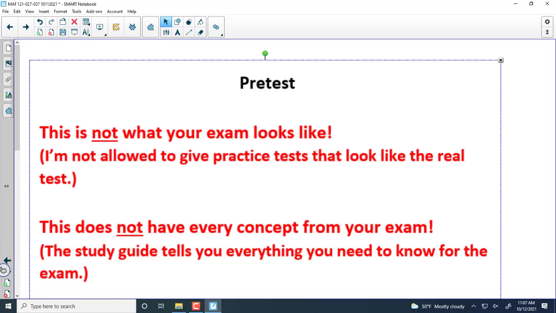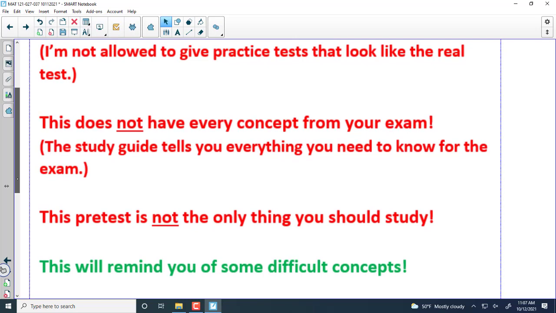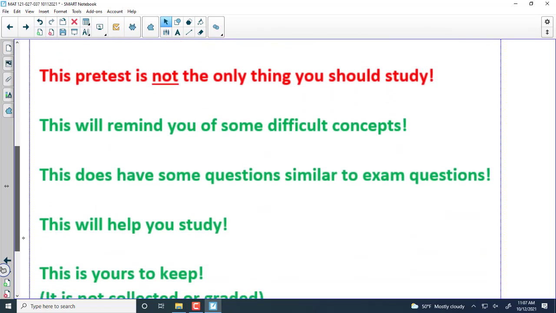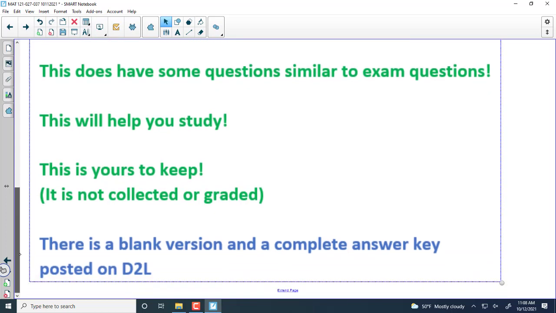All right, everyone, so while you're getting your test, listen to this. This is a pre-test. I am not allowed to give tests, pre-tests, or practice tests that look exactly like your real test. So this is not exactly what your real test looks like. This does not have every concept from your exam, so if this is the only thing you study, you will be missing things that are on the test. So you should study some other stuff. This, however, will remind you of some difficult concepts. It does have some questions on it that are very similar to exam questions, even though it doesn't look exactly like your exam. It is an important part of your studying, and it's yours to keep. It's not collected or graded. There is a blank version and a complete answer key posted on D2L.